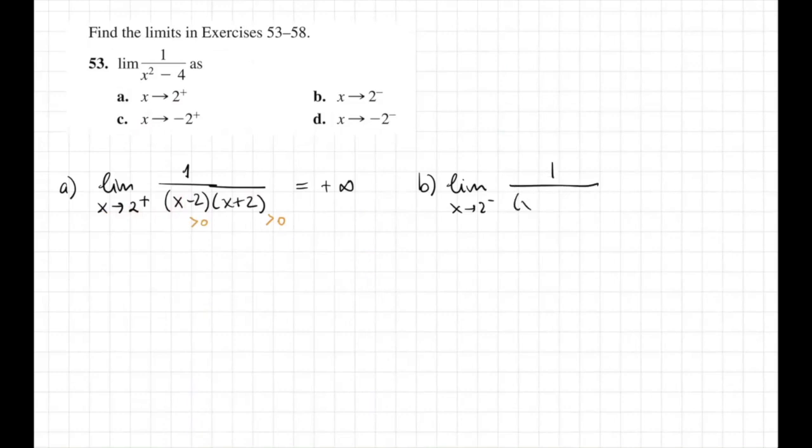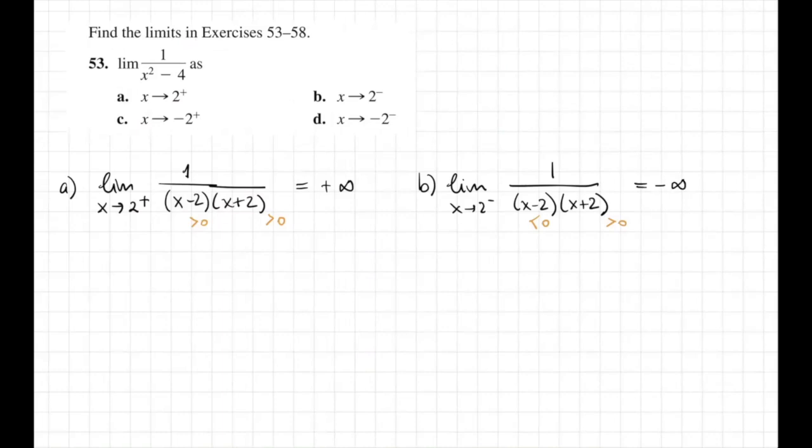For b, we have the same expression. This is again positive for this part. Now we have something less than 0, which means the limit is minus infinity. Let me show you how to understand a graph like this.